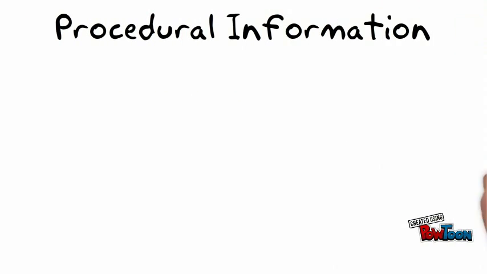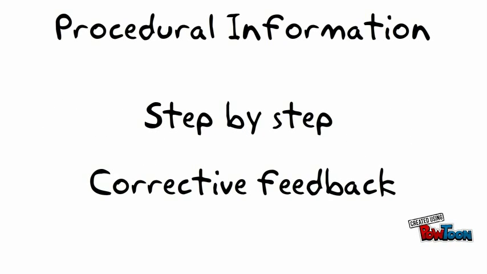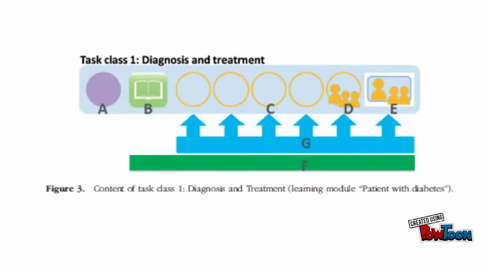The next component of the 4C ID model is procedural information, which provides learners with information on how to perform recurrent aspects of a task in a just-in-time fashion. This can be either step-by-step or in a corrective fashion.